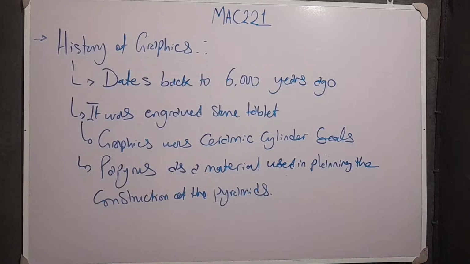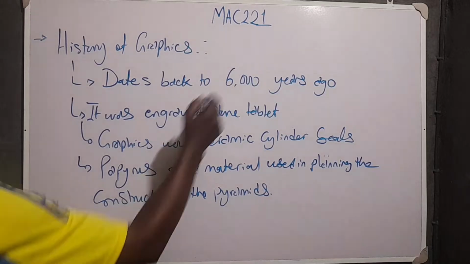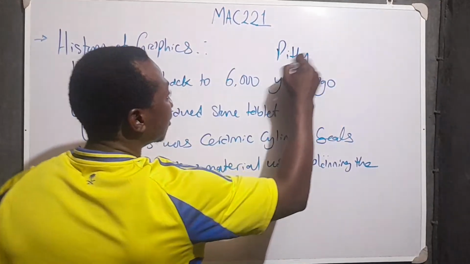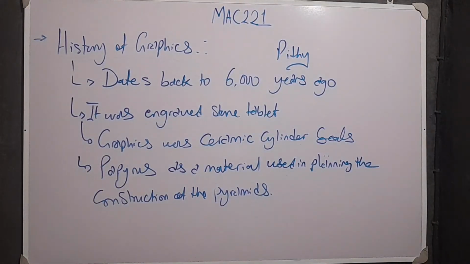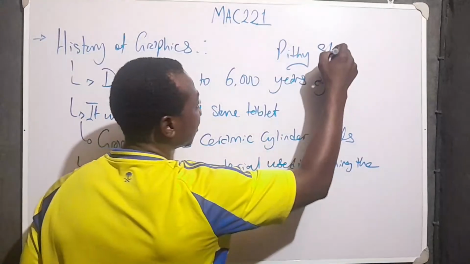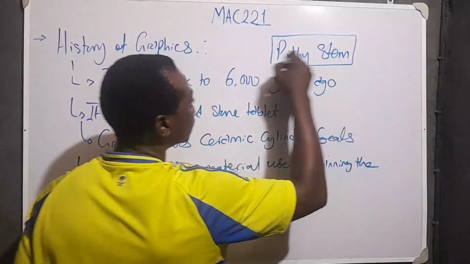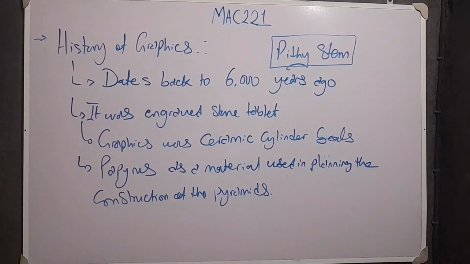This papyrus is said to be a material prepared in ancient Egypt. It is actually extracted from a particular plant. This material is prepared in ancient Egypt from the what? The pity stem. This is the plant I'm talking to you about. The stem is extracted and dried, and it can accommodate certain writings.